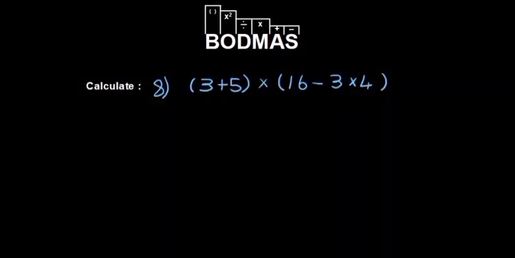In this problem, we have this bracket multiplied by this bracket. So the plan is very simple. We're going to try and find the answer to each bracket and then multiply the answers to those brackets. So we will not remove this bracket until all the brackets have been removed.